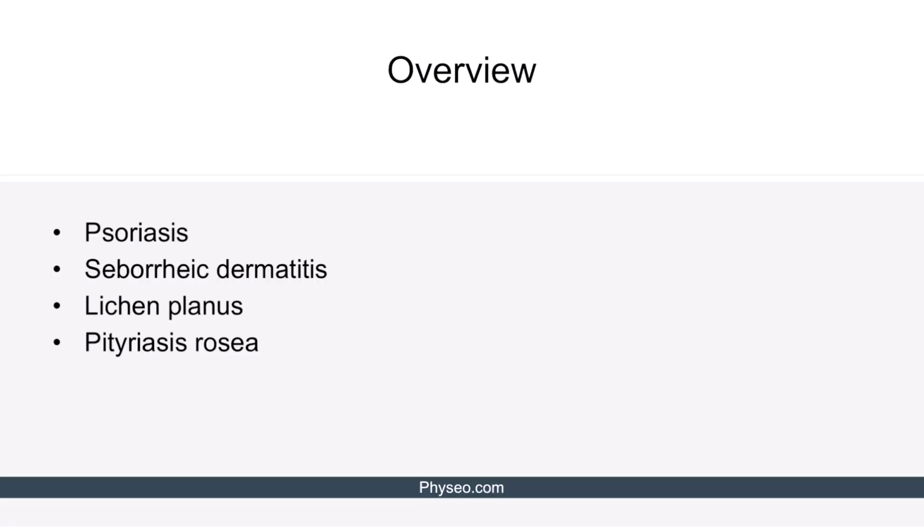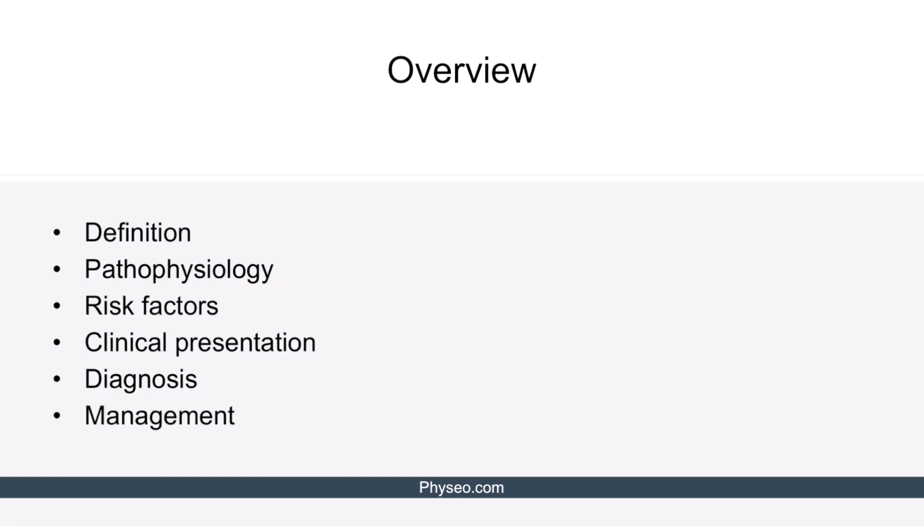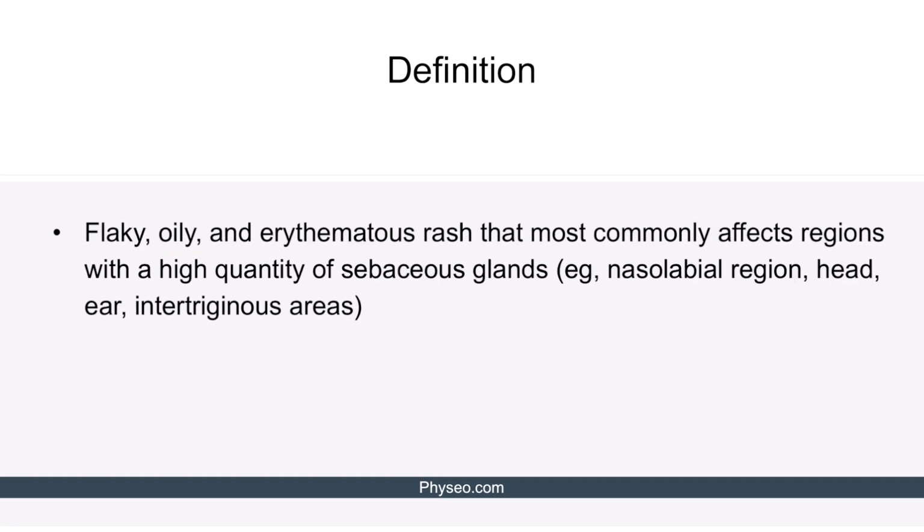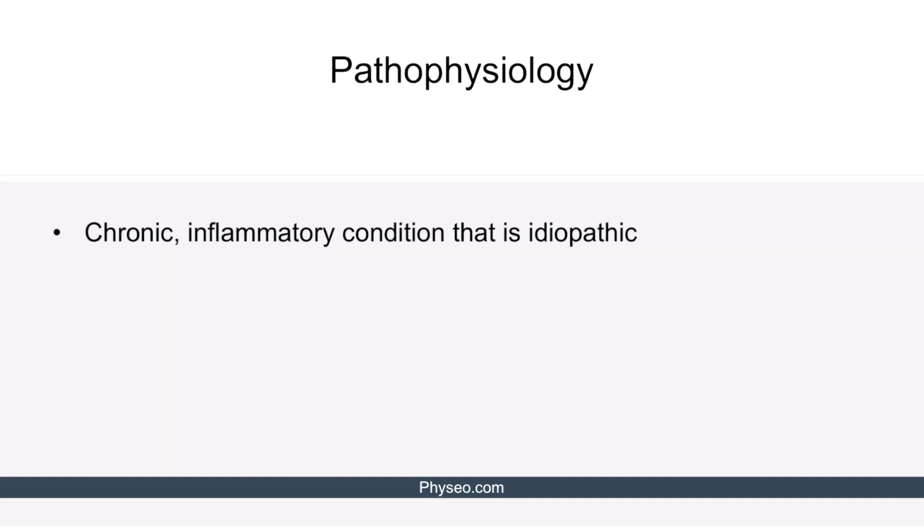We'll next discuss seborrheic dermatitis. Here's our overview slide again, and we'll begin by discussing the definition of seborrheic dermatitis. Seborrheic dermatitis is a flaky, oily, and erythematous rash. It tends to affect regions with a high quantity of sebaceous glands, such as the nasolabial region, the head, ear, and the intertriginous areas. Seborrheic dermatitis is recognized as a chronic inflammatory condition.